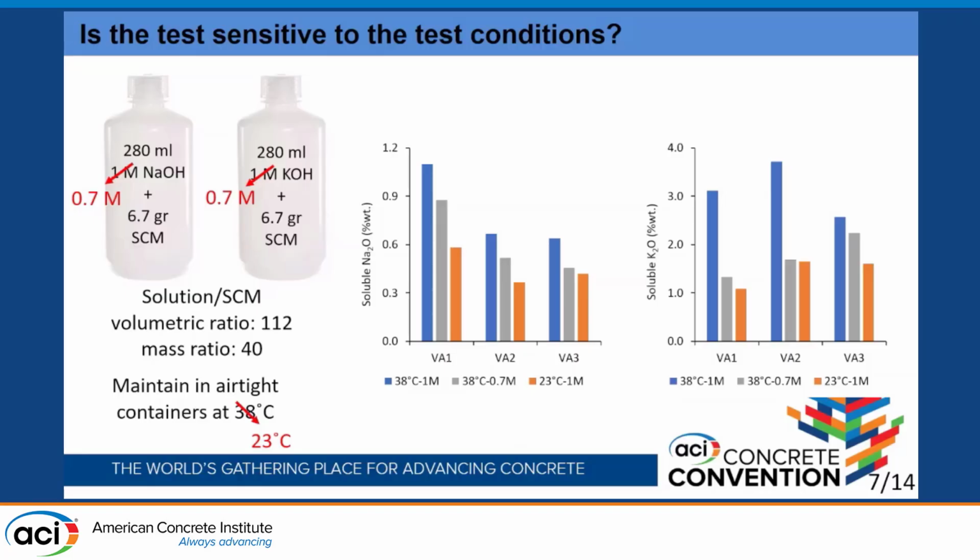And the results, again, are shown in these two bar charts. The dark blue ones show the original method with 1 molar and 38 degrees C. And the gray ones are reduced molarity to 0.7. And the orange one shows the reduced temperature to 23 degrees C. So as shown, the effect of reducing temperature was more significant, or for one of the cases equal to reducing the pH of the host solution.